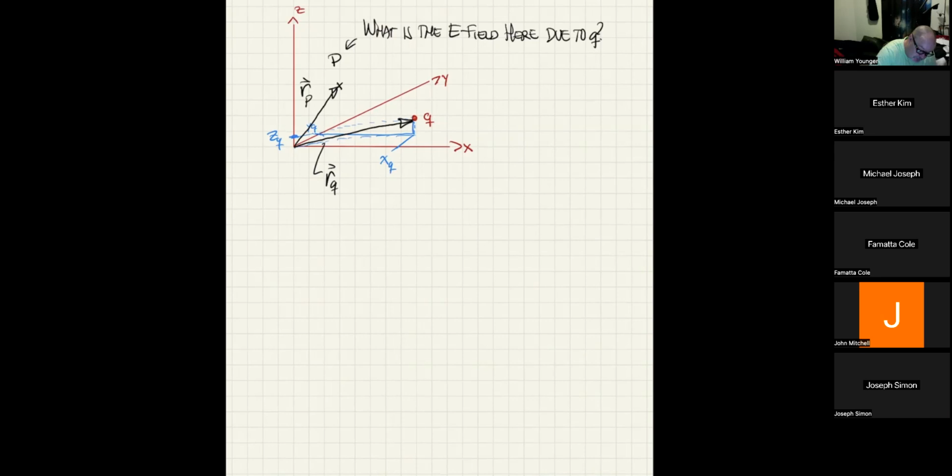Is it i hat? It's actually going to have an i hat component, but it has all the components in general. So I need this vector right here. I'm looking for some operation you can do on R_Q and R_P to make specifically this vector.